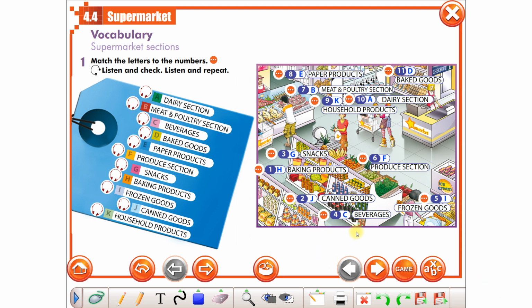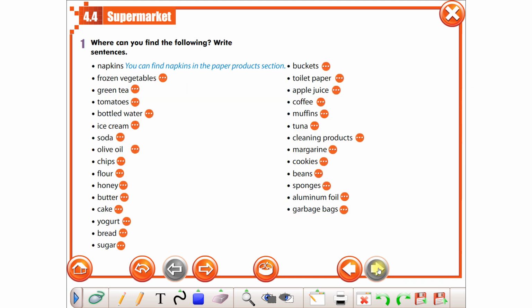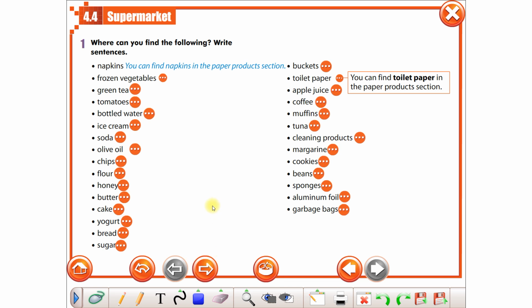You have to describe the products and look where they are located, in which section. So here we have a couple of them. You can find frozen vegetables in the frozen goods section. Toilet paper, you can find toilet paper in the paper products section. These are some of the products and you need to classify them, use the expression you can find, and then locate them in different sections of the supermarket.